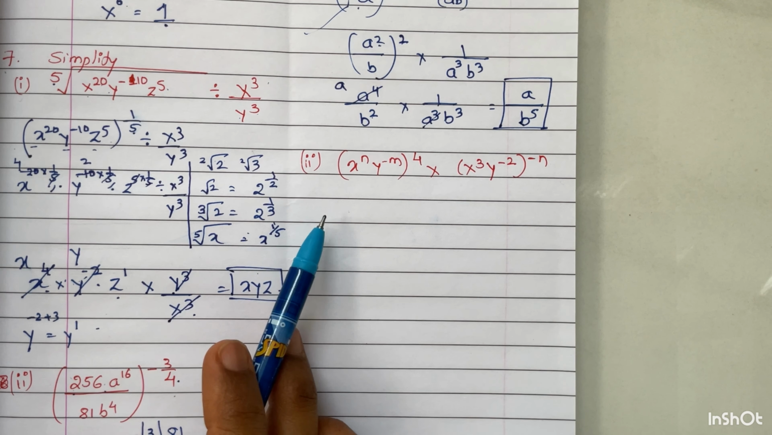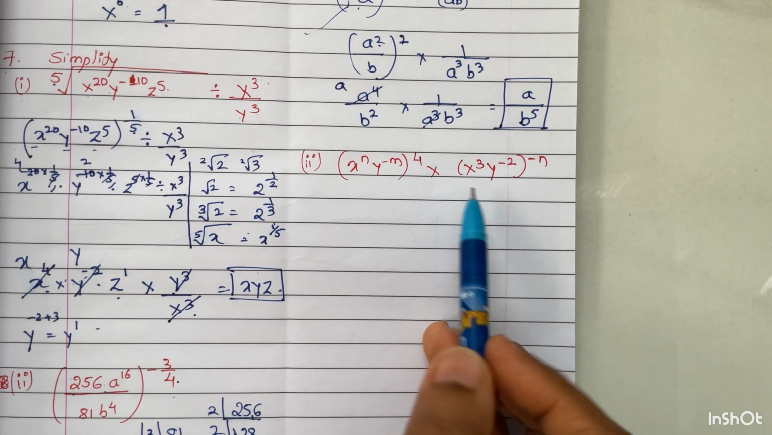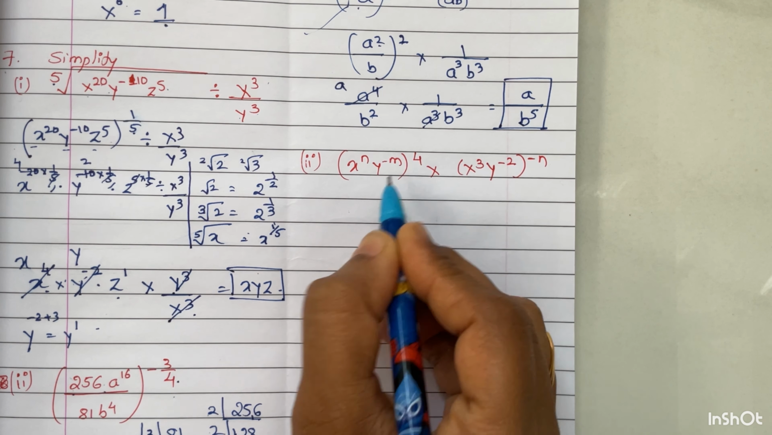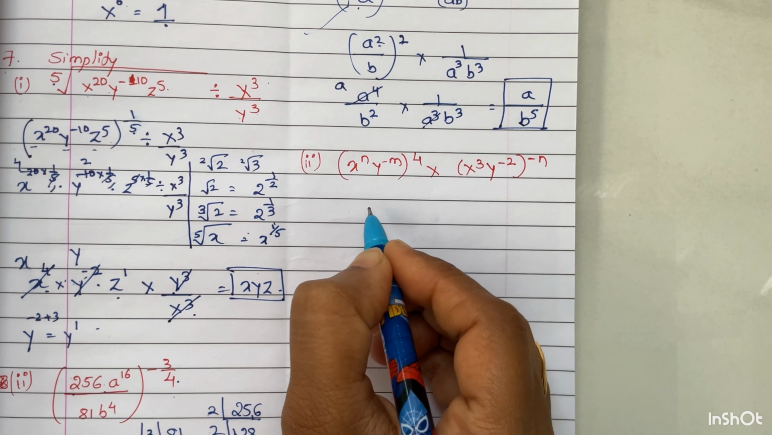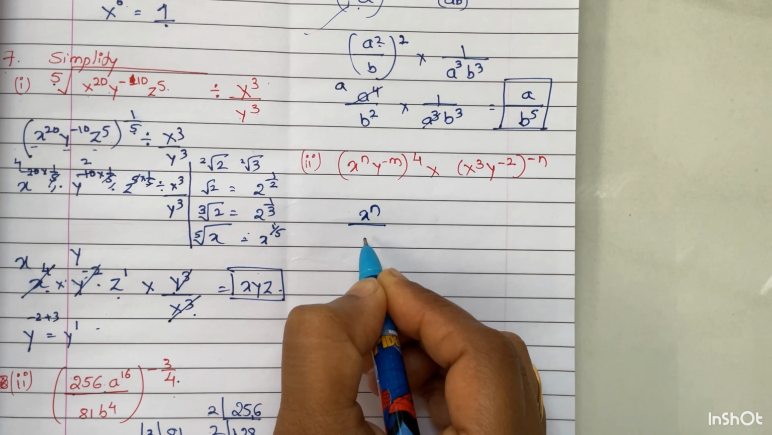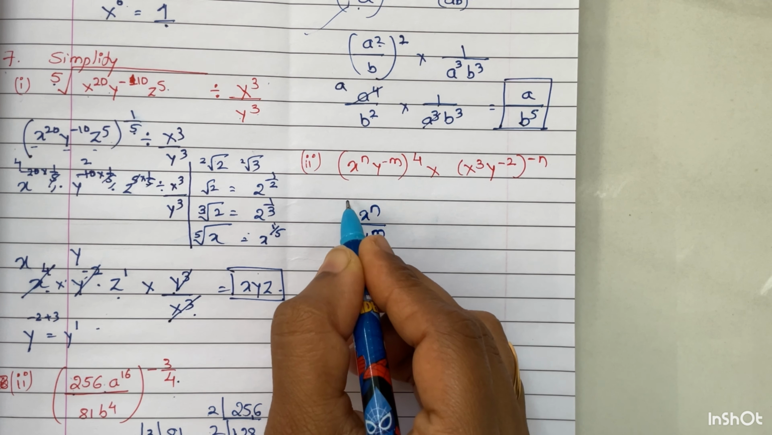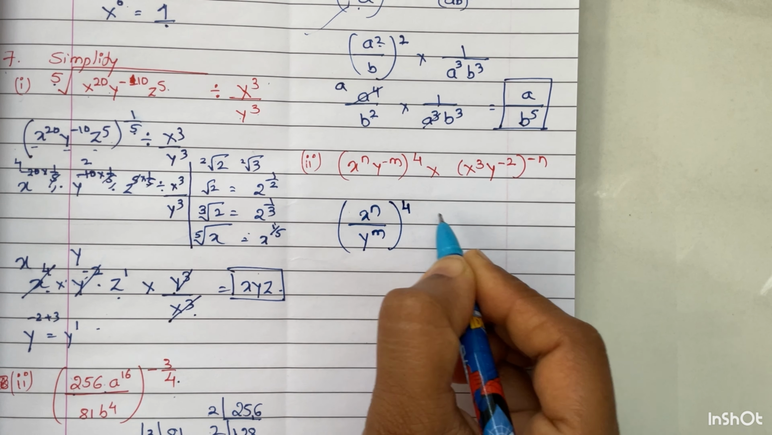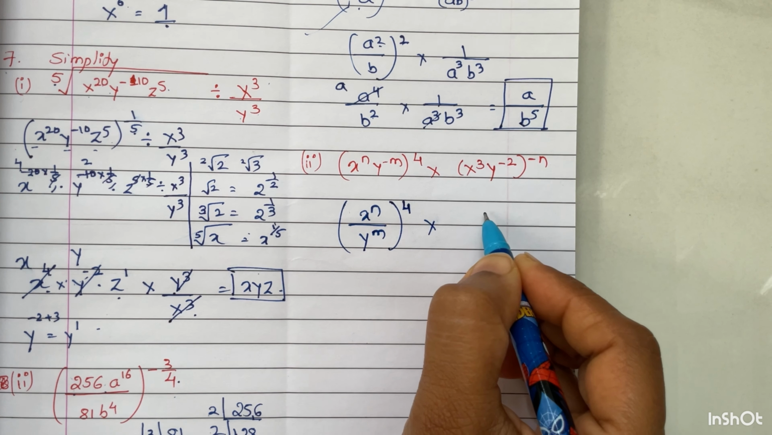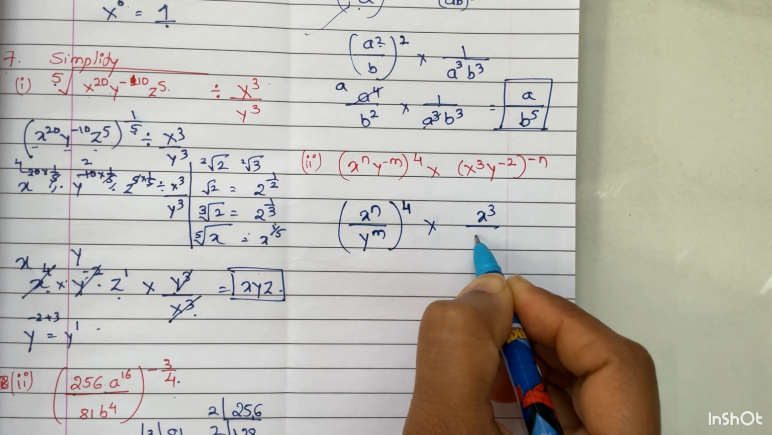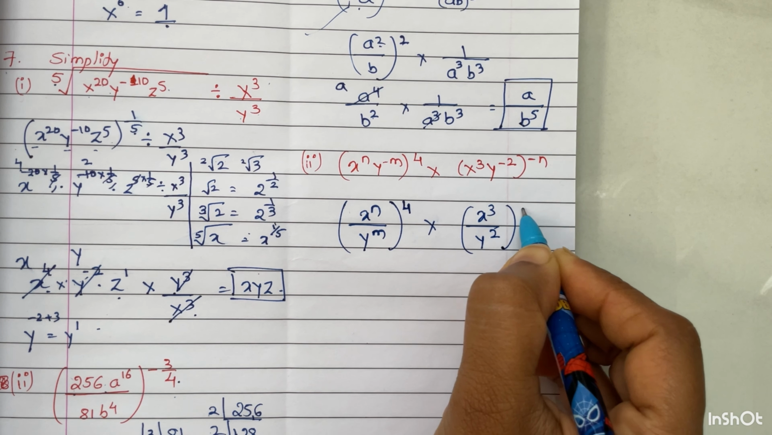Now from the second question, to simplify, again we will make it positive powers. For that, x will be in the numerator and y comes to the denominator. Now its power becomes plus m, bracket complete, and its power 4, into, now let me send y to the denominator. So y raised to the power 2, bracket complete, and minus n.